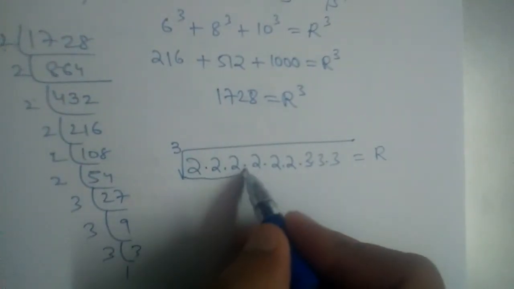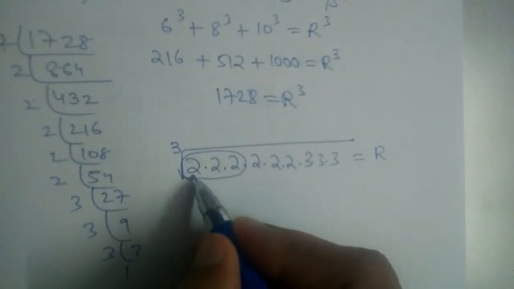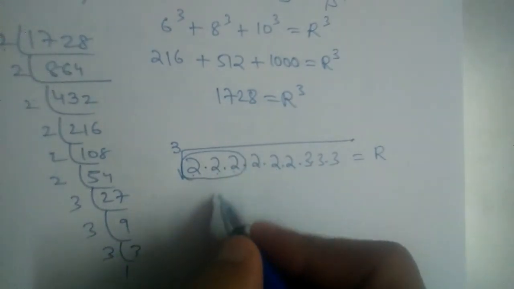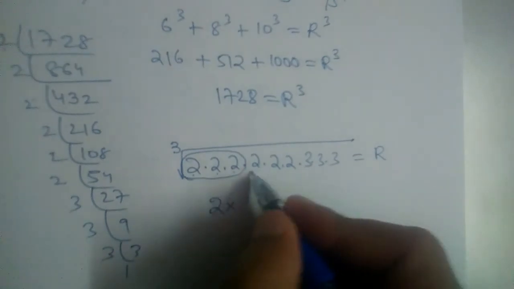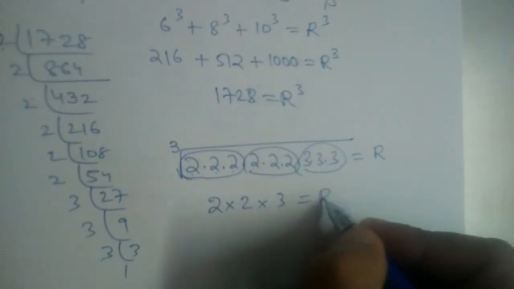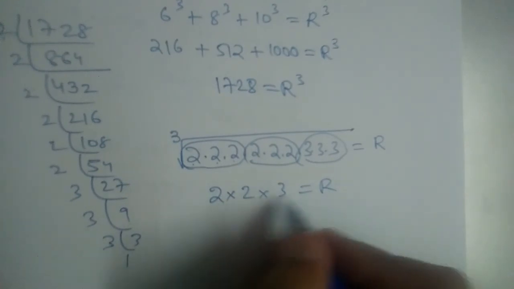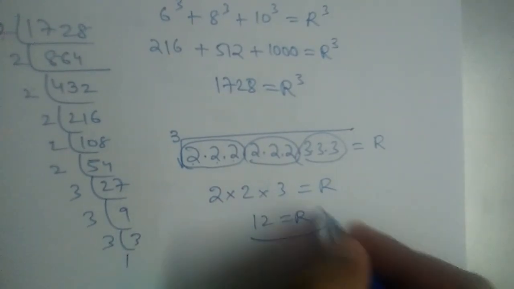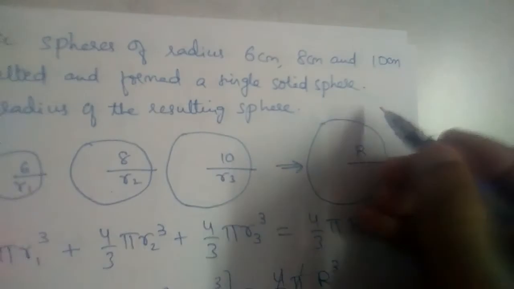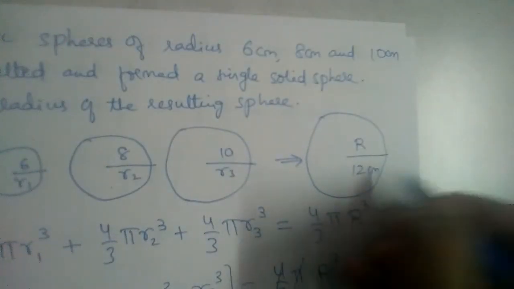When finding cube roots, we make groups of three equal numbers and write one of them outside. So this is 2, this is 2 and this is 3. 2 times 2 is 4, and 4 times 3 is 12. So the radius of the big sphere is equal to 12 centimeters.